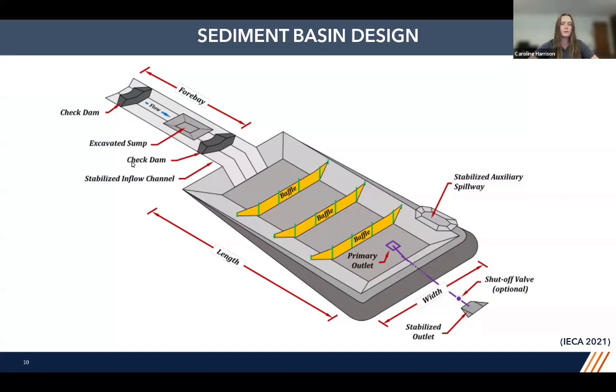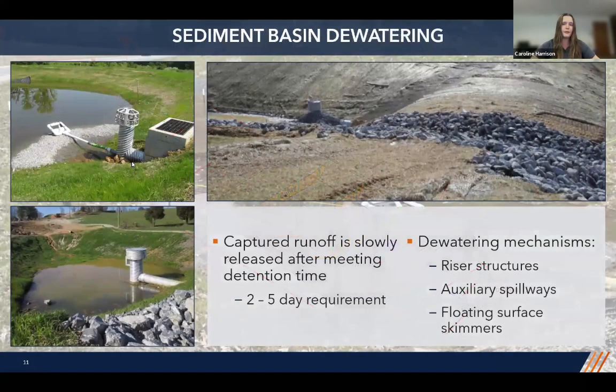Our porous baffles, which are our energy dissipators, effectively spread the flow out over the width of the basin for increased deposition of our suspended sediment. And then we have our dewatering mechanisms such as a floating surface skimmer, a riser structure, or an auxiliary spillway.